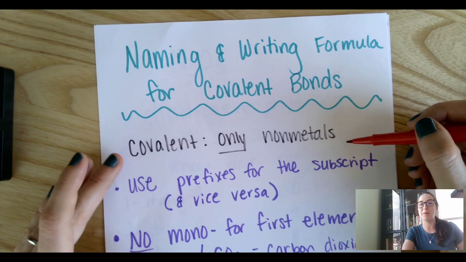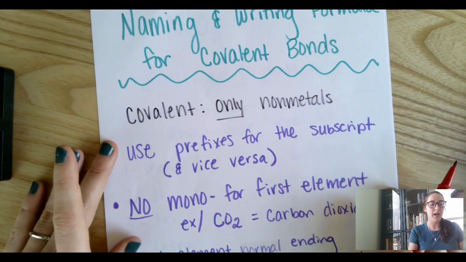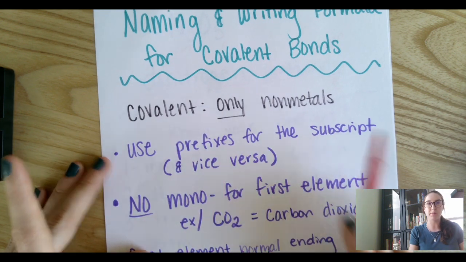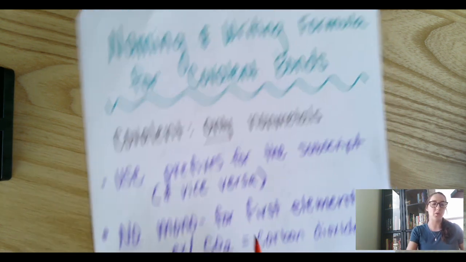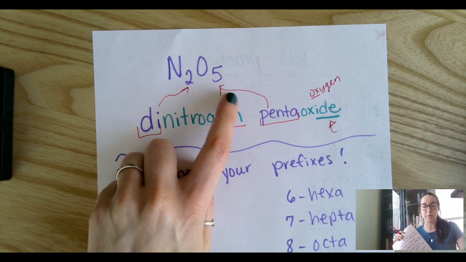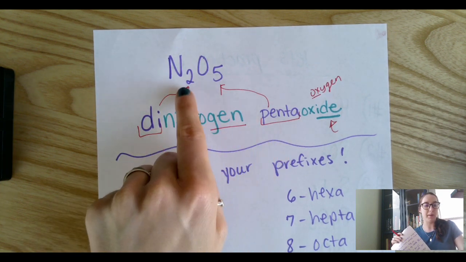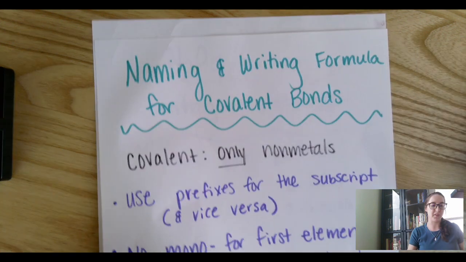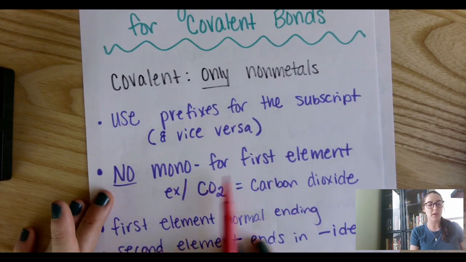Covalent bonds are made up of only nonmetals, okay? We are using prefixes for the subscript and vice versa, just as you saw with the di, right, and the penta, okay? So the subscripts are these little numbers below, and di and penta are the prefixes for that. You do not use mono for the first element.